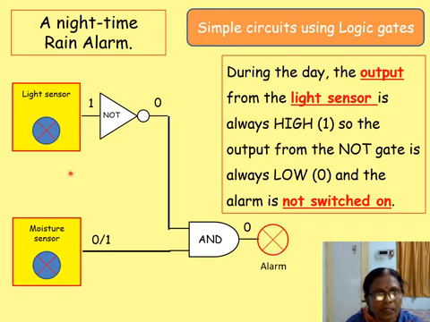During the day, the output of the light sensor is high. So the output of the NOT gate is low, that is 0. The AND gate performs a multiplicative function, so both inputs must be high, then only the alarm will work.